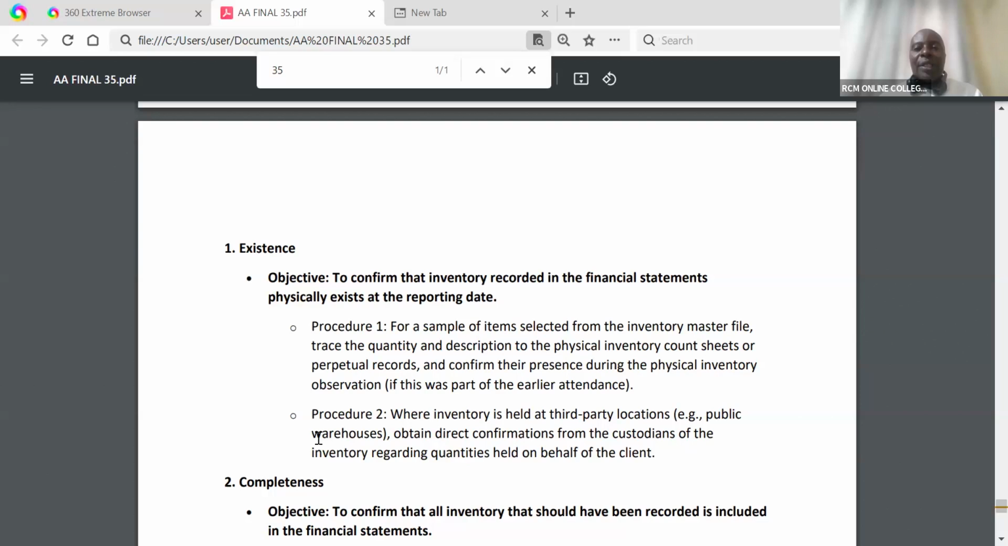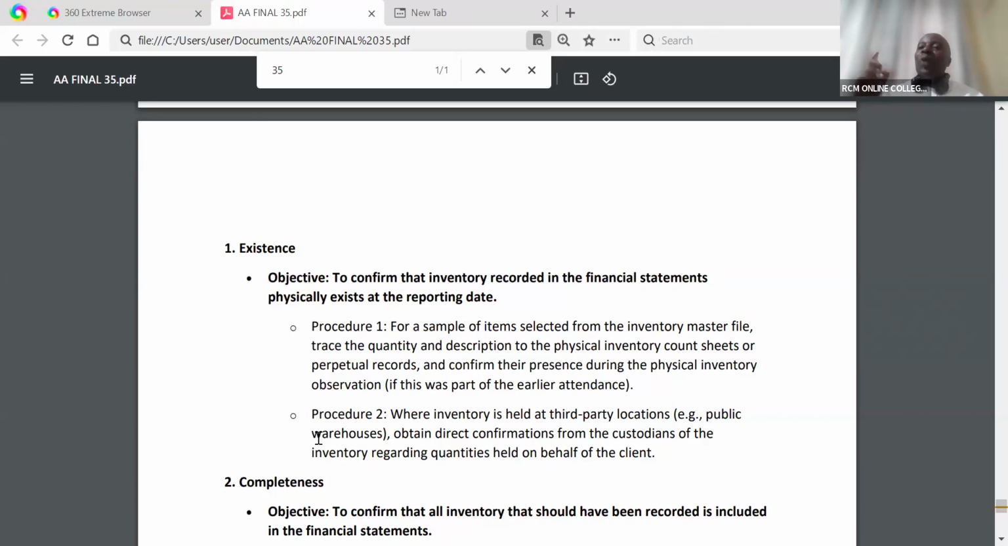Lots of taxes. So inventory, ladies and gentlemen, is a sensitive thing. The moment you overstate your inventory, you overstate your income. Whenever they want to create bigger incomes, they always overstate the inventory value.